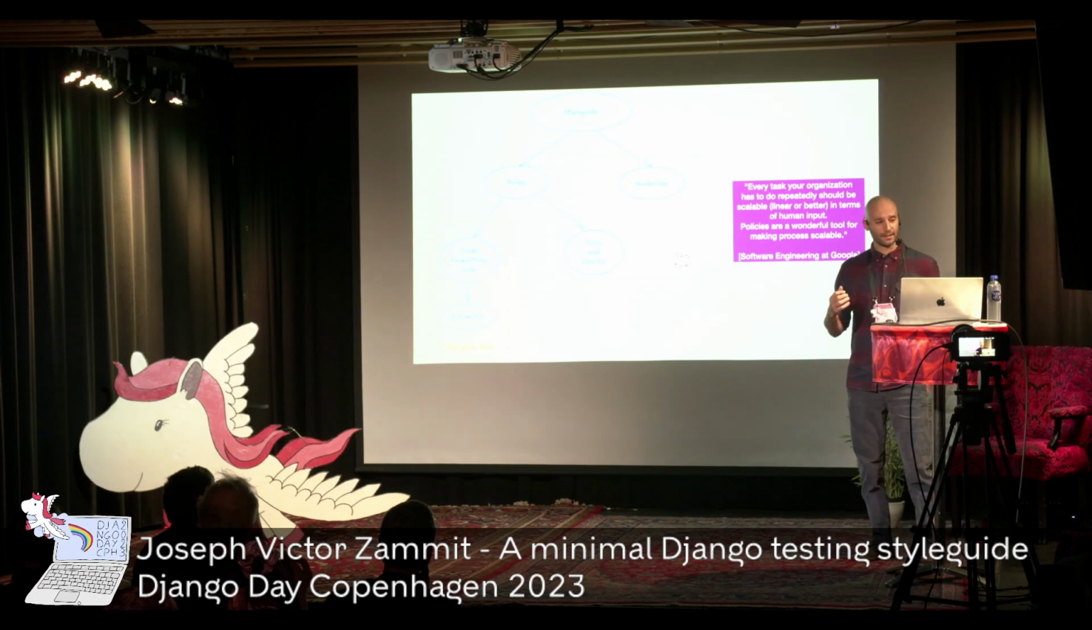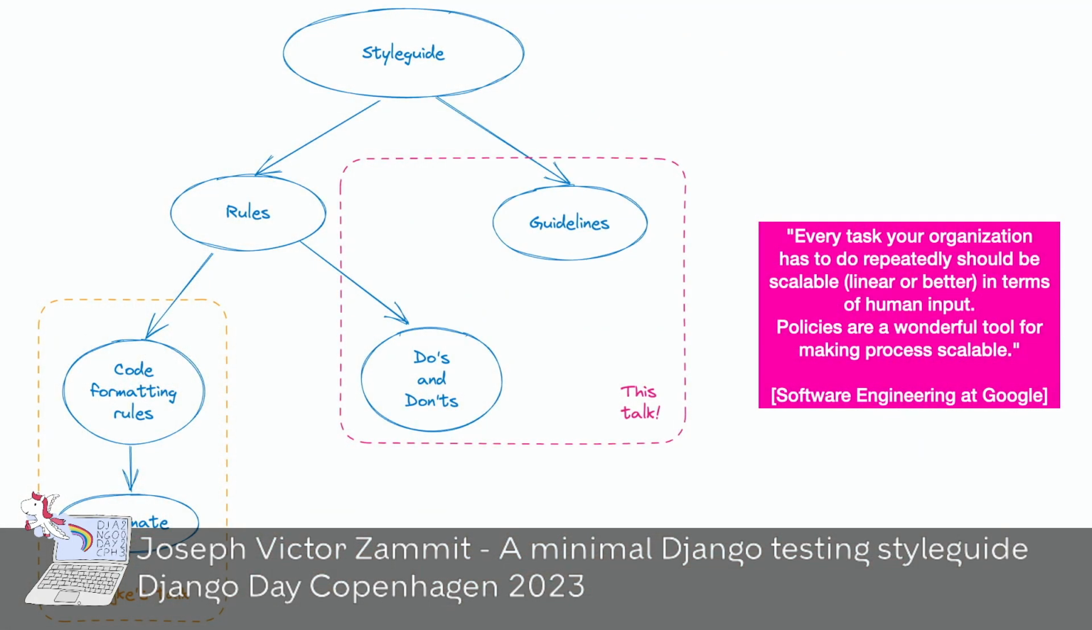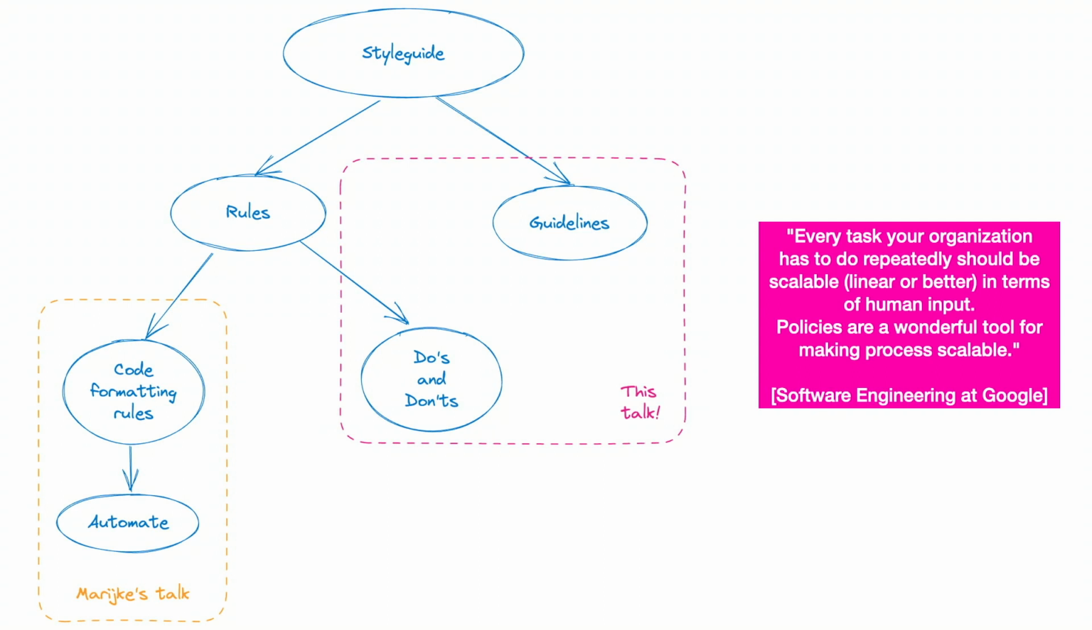A style guide has rules and guidelines. Guidelines are recommendations or best practices, whereas rules are laws people are meant to follow. The style in style guide can be a bit of a misnomer, because the style guide is not only about code formatting rules and enforcing them via automation. We have Marika's talk right after this one. The rules and the guidelines in a style guide, for example, do's and don'ts about what to do in your test code, require more human judgment and more engineer judgment.